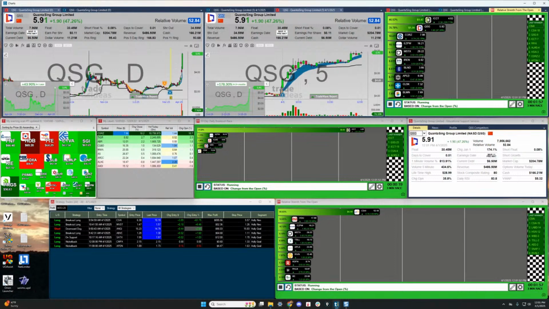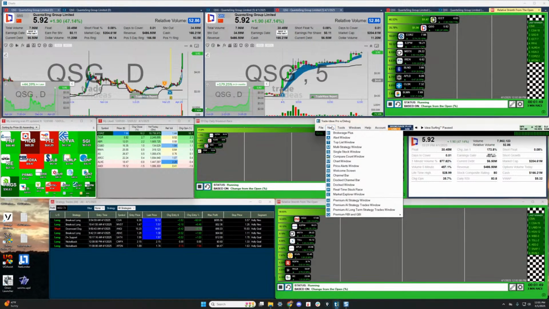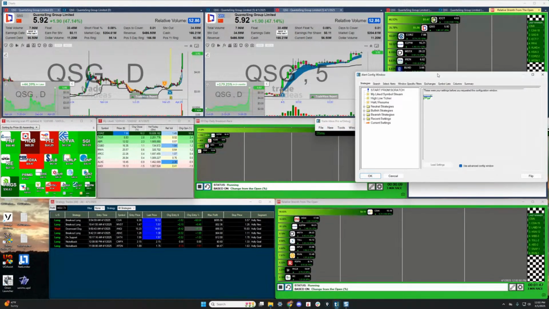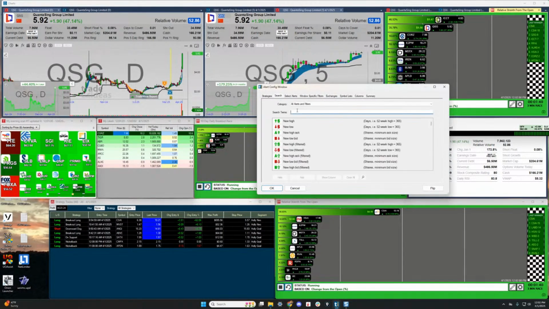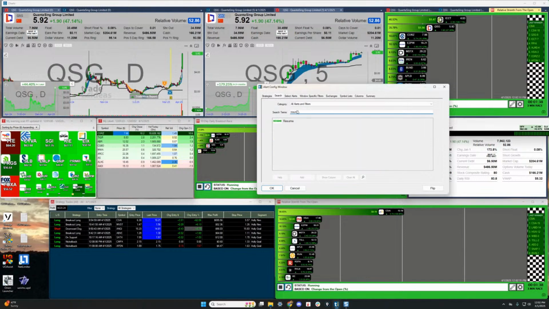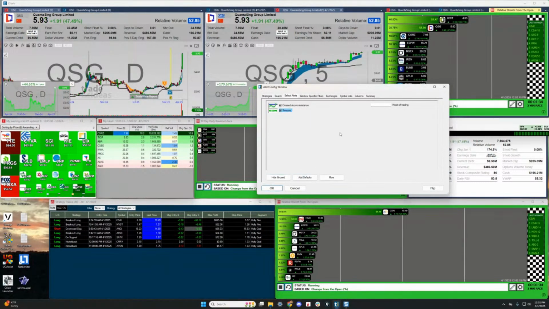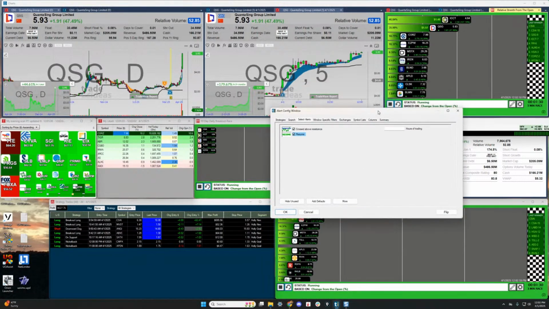Is there a way to track IPOs? You can do a halt resume alert, really just a resume. So if you come to an alert window, I would have no filters. Don't have any filters, any values in here, and search the resume and add that alert. IPOs will show up as a resume when they start trading, and that's really the only way to do it with our software.